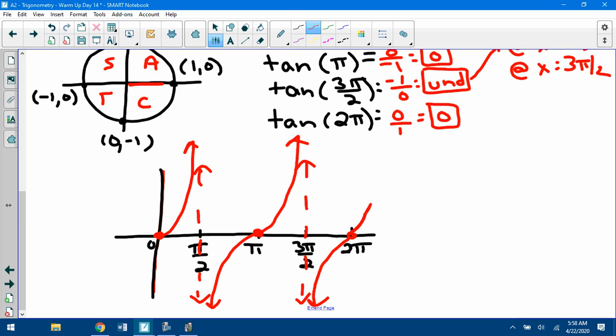And it will keep going on and on and on in both directions like that. It's got that curvy look to it because you're still going around the unit circle. But that's tangent between 0 and 2 pi. So it looks radically different than sine and cosine.